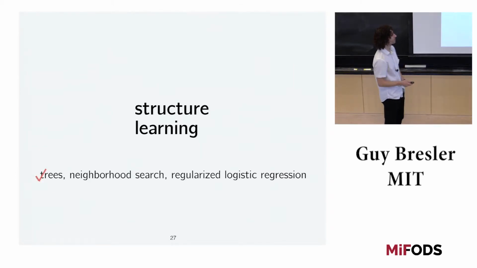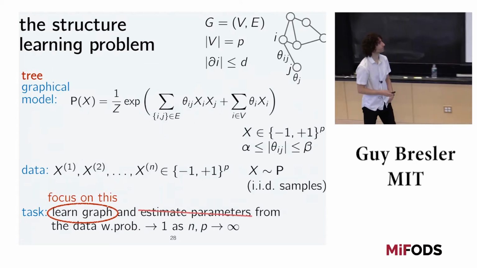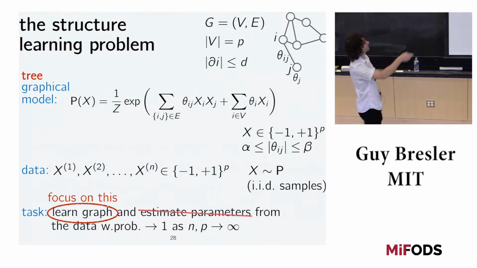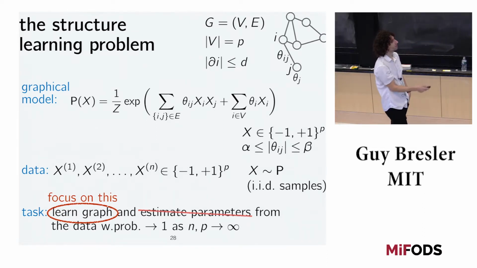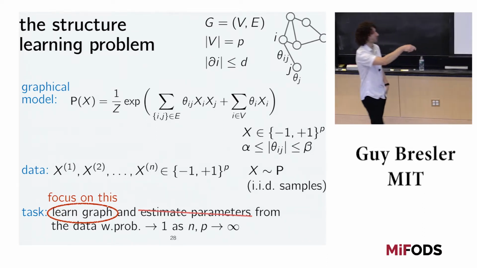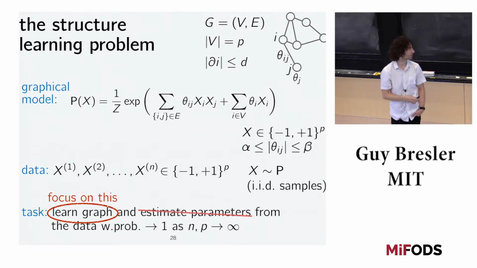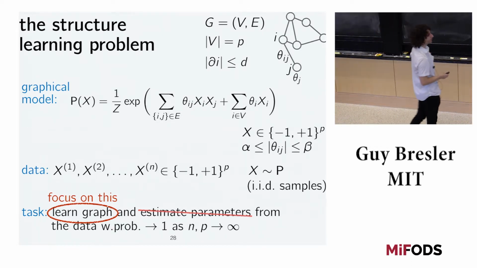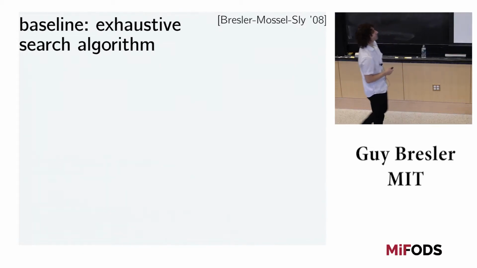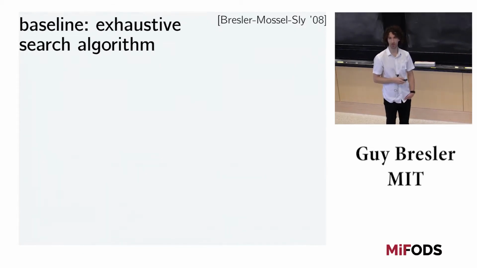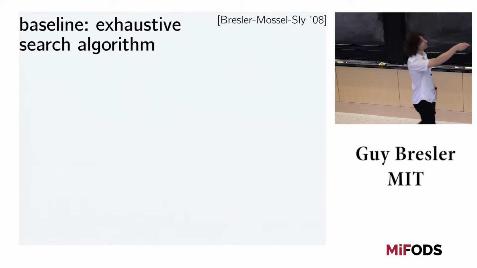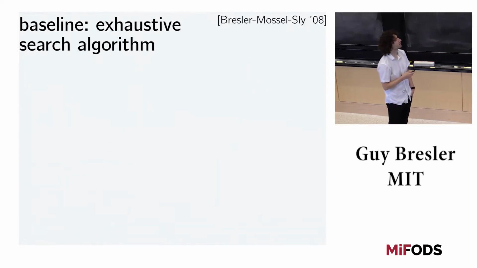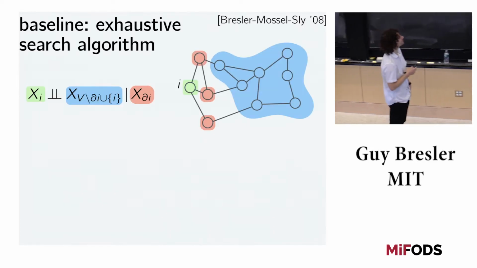What can we say about general graphs with bounded degree? So we're back to our scenario here. We have some Ising model. It's not a tree anymore. We observe data, want to learn the graph, and estimate the parameters. But of course, we already did that, so let's not worry about estimating parameters. A baseline algorithm appeared in a paper of mine with Elchanan Mossel and Allan Sly, more than a decade ago at this point.